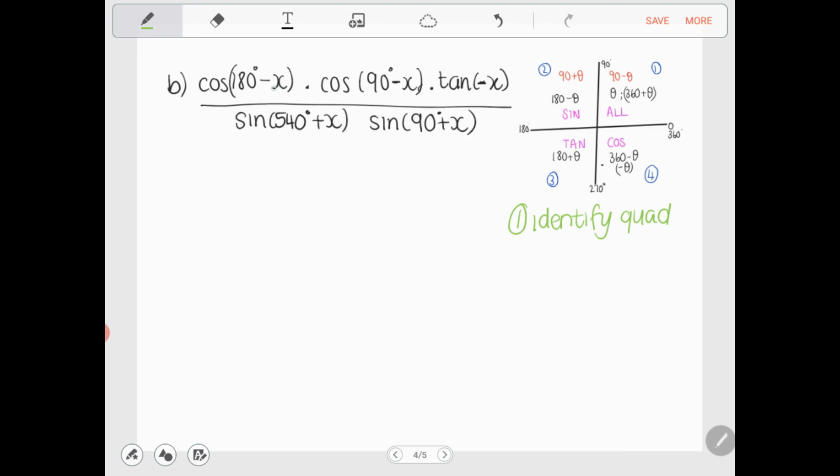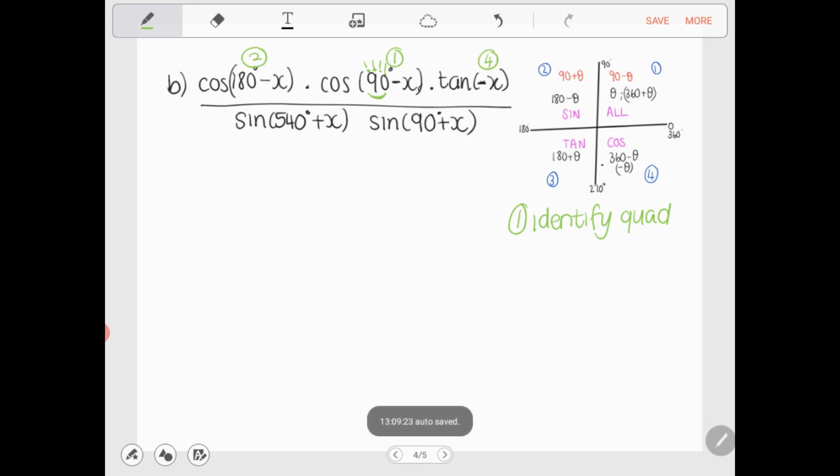All right, so 180 minus x, well, I can see it's there in the second quadrant, so this is a second quadrant angle. Cos of 90 minus x, all right, so 90 minus x will be first quadrant, but I'm just reminding myself that this is going to be a co-ratio. We have to change that. Tan negative x, well, negative theta is in the fourth quadrant, so I can see it.